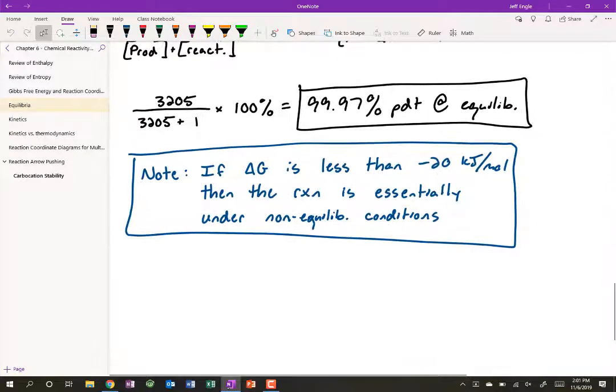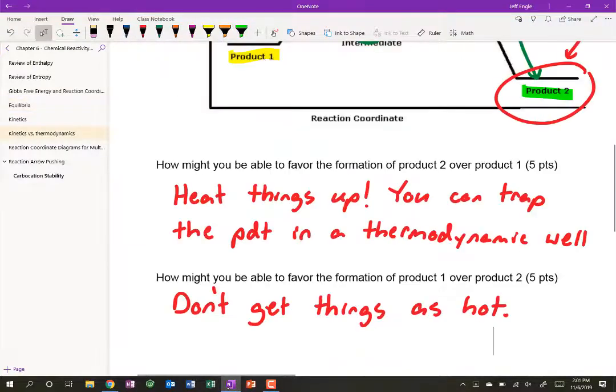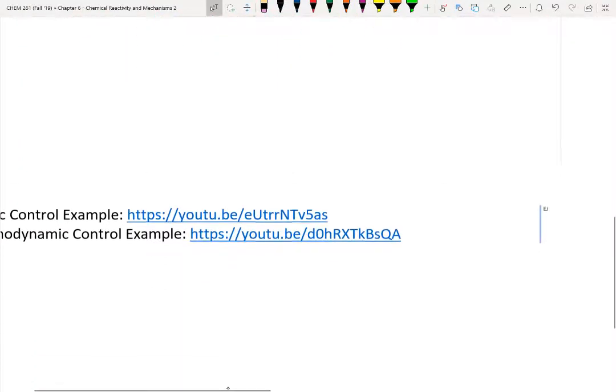if delta G gets larger than -20, meaning more negative, then the reaction is essentially under non-equilibrium conditions, meaning the reaction won't proceed in the opposite direction anymore. So we have to know the value of delta G before we can really make that claim. Good questions, though. All right, so let's kind of fill in some of these terms.